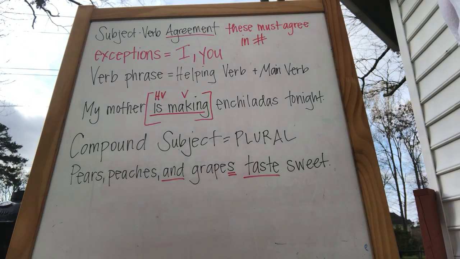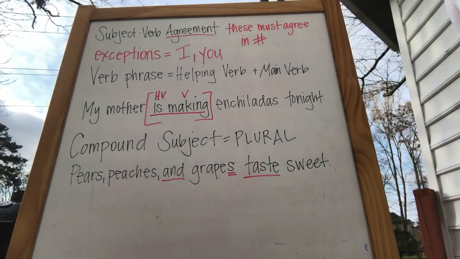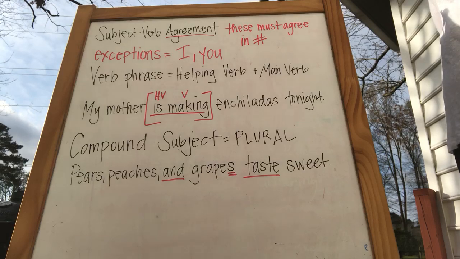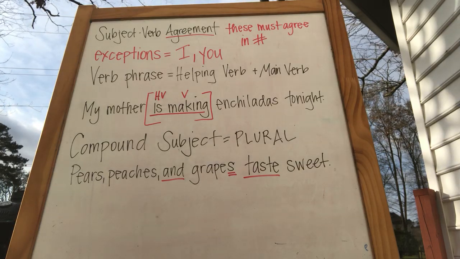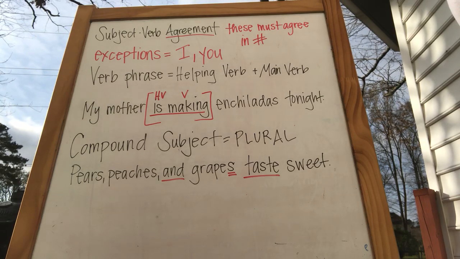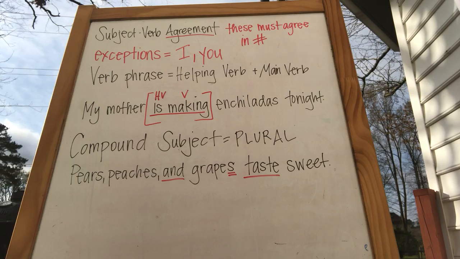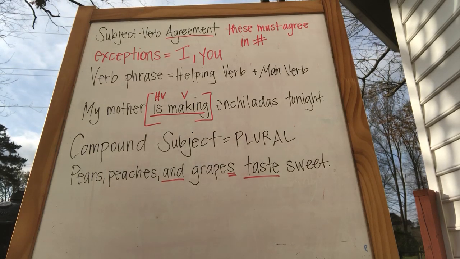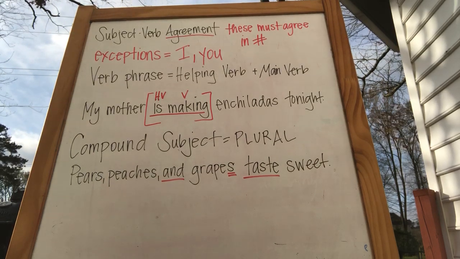So a compound subject is when two or more subjects share the same verb. When compound subjects are joined by and, they usually take a plural form. So our example on the board is pears, peaches, and grapes taste sweet. You'll notice that our subjects, plural, are being combined by the conjunction and, so we have pears, peaches, and grapes taste sweet.